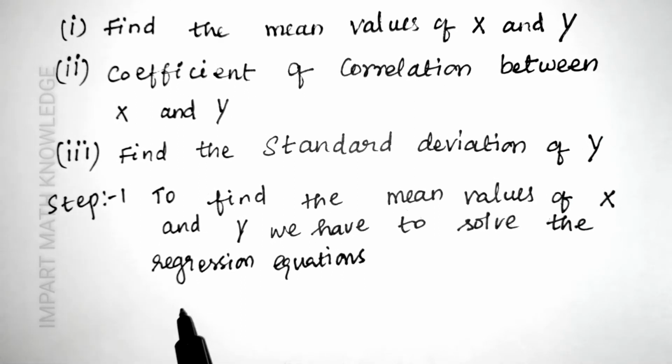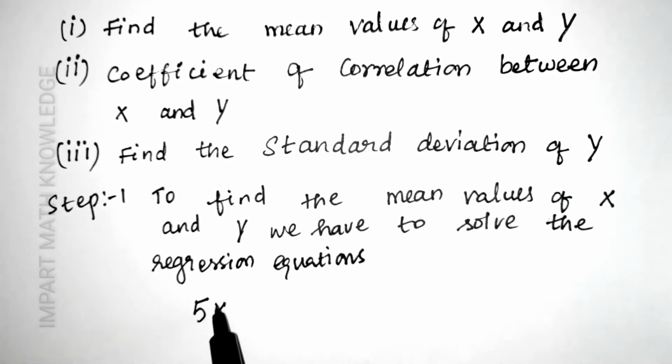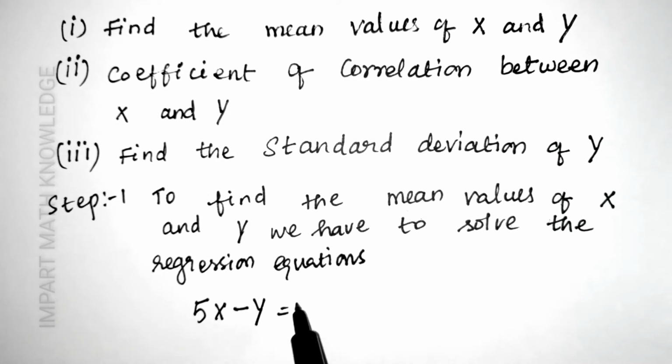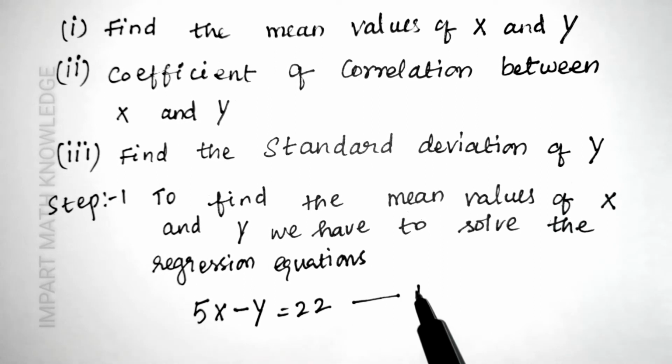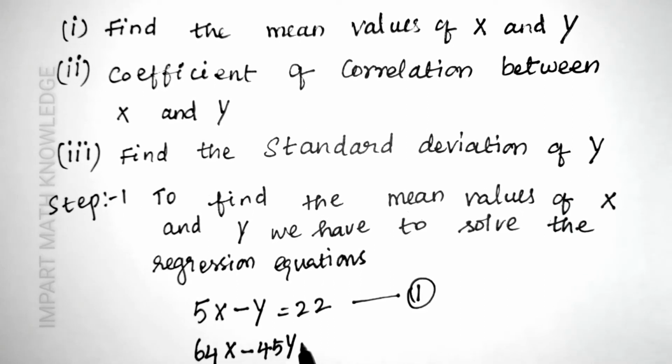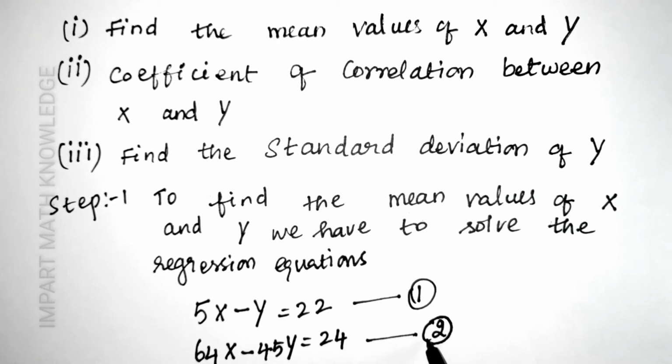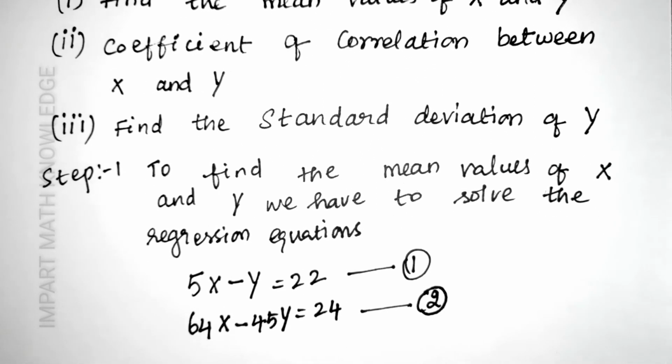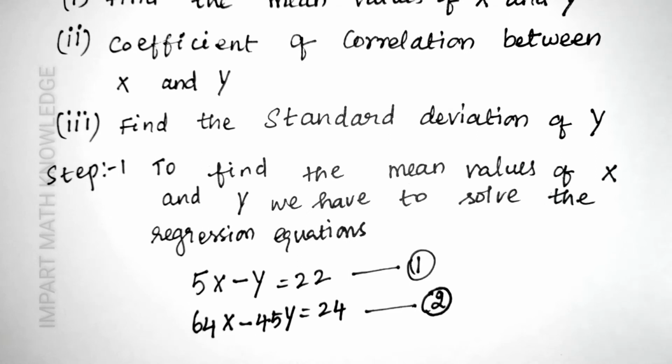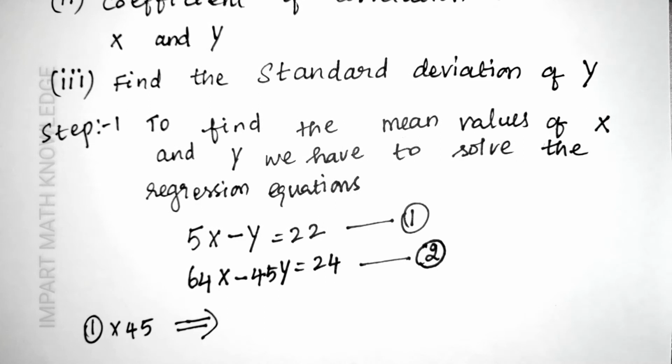The regression equations are 5x minus y is equal to 22. This is number 1. And 64x minus 45y is equal to 24. This is number 2. These are the two regression equations. Solving these equations, we get the mean values of x and y.